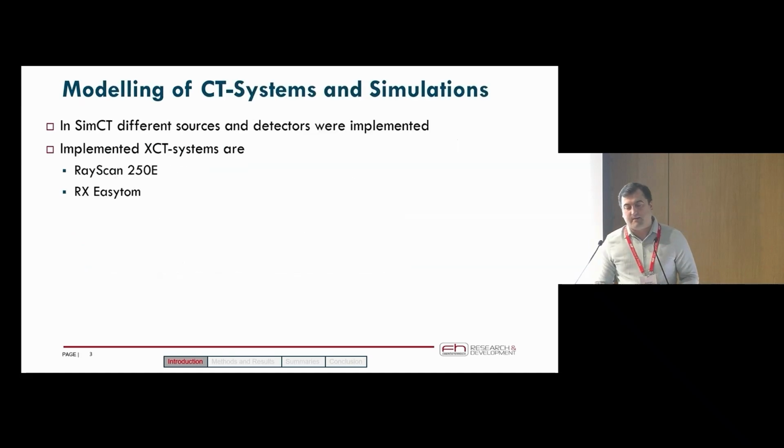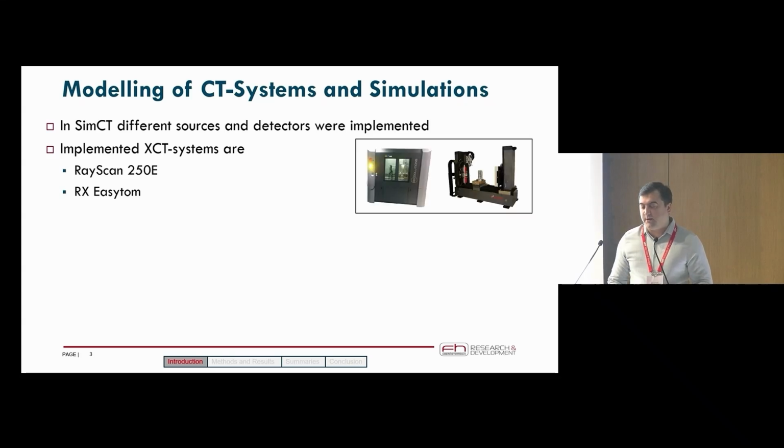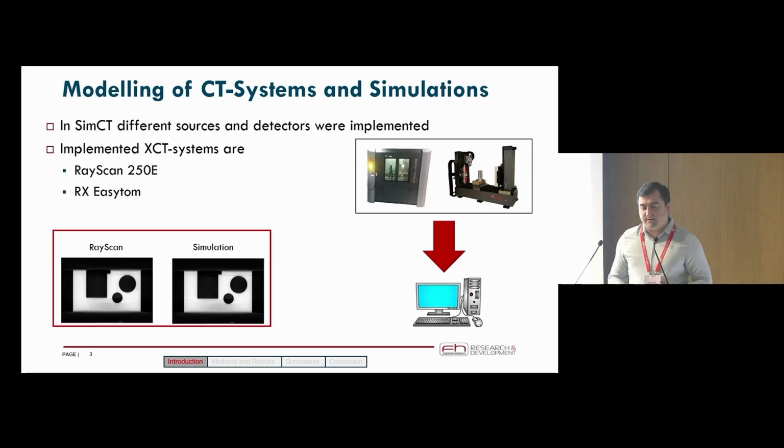In our simulation tool, we have several X-ray sources and detectors. You can see two examples: one is the Raycan 250, and the other one is Yosifov. Basically, we take all of the information from these devices, integrate it into our simulation tool, and then create the realistic image. As you can see here, one example is from the simulation, the other one from the Raycan CT devices.